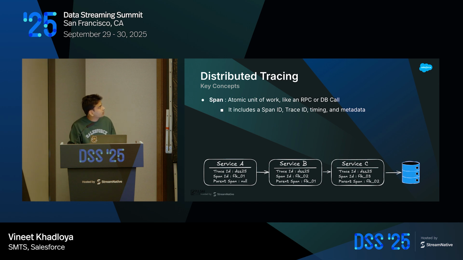Now, think of a span as a single unit of work. It could be a database call, RPC call, or a call from one method to another method. And every span has a span ID, trace ID, and metadata associated with it. This metadata could be start time, end time, the operation performed, and much more. Now, when we take a collection of spans which have the same trace ID, what we get is a trace. And this represents the whole user journey from start to end.